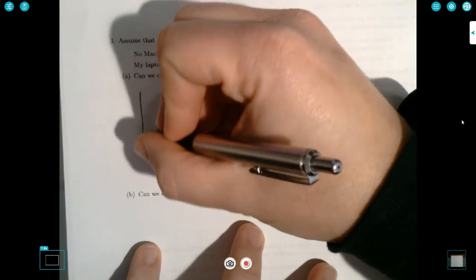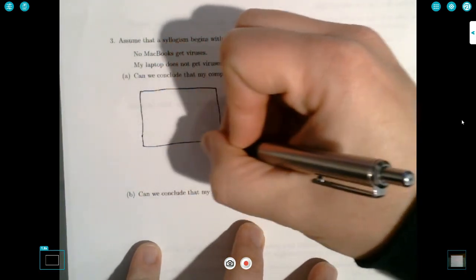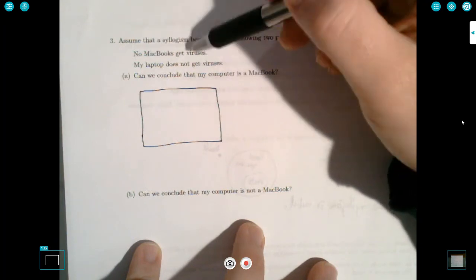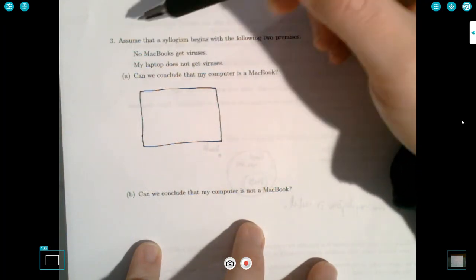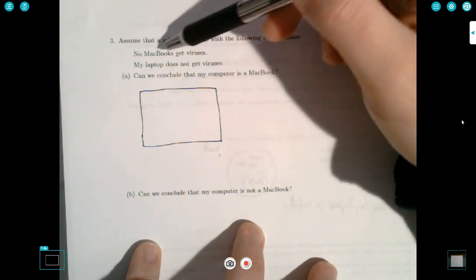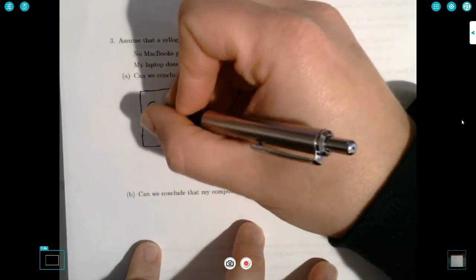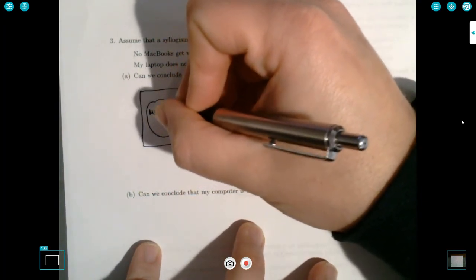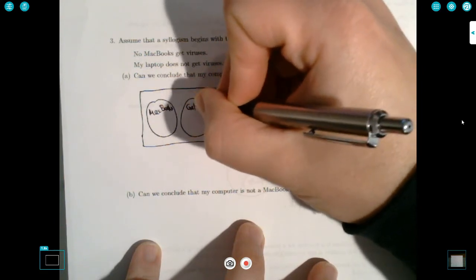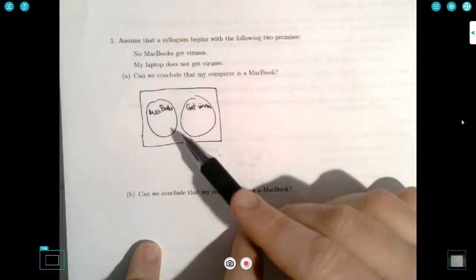So let's see if we can use an Euler diagram for this. It says, no MacBooks get viruses. So we're going to have two circles, a circle for MacBooks and a circle for things that get viruses. When this first statement says no MacBooks get viruses, that means there can be no overlap between those two circles. So there will be a circle for MacBooks and a circle for things that get viruses. No MacBooks get viruses.